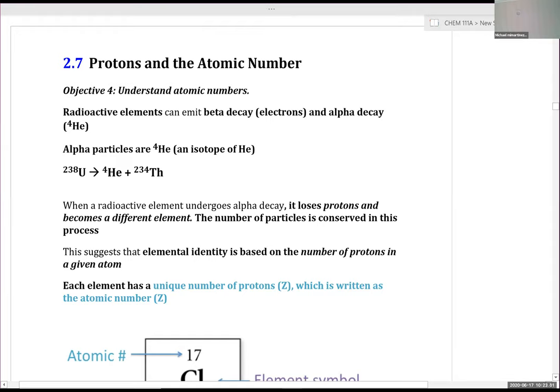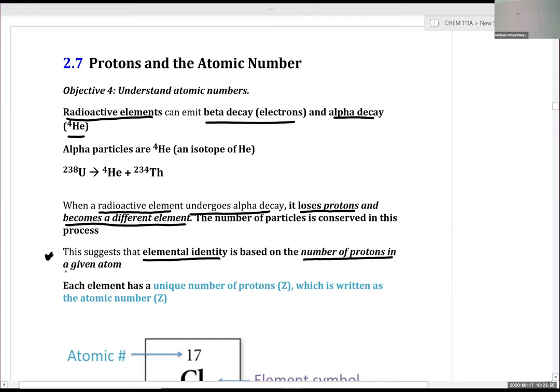So, protons and the atomic number. Radioactive elements can emit beta decay, which functionally is electrons, and alpha decay, which is a helium nucleus. Now, that fact alone is not important. But one thing I want you to focus on is that when a radioactive element undergoes alpha decay, it loses protons and it becomes a different element. These are nuclear reactions, which have slightly different rules than chemical reactions. Because when we change the number of protons, our element identity changes, this suggests, and this is really important, that an element's identity is based on the number of protons in a given atom.